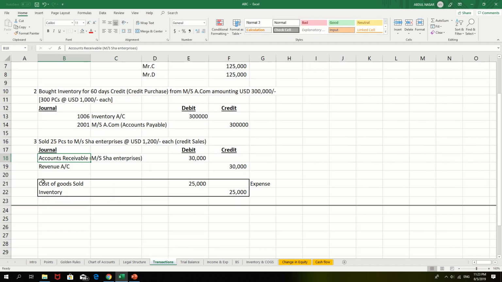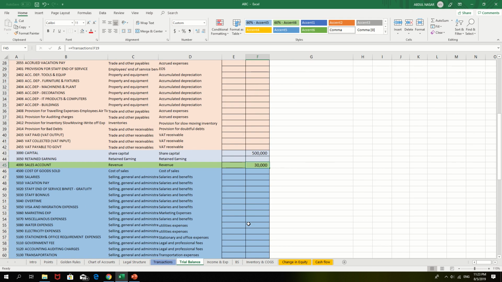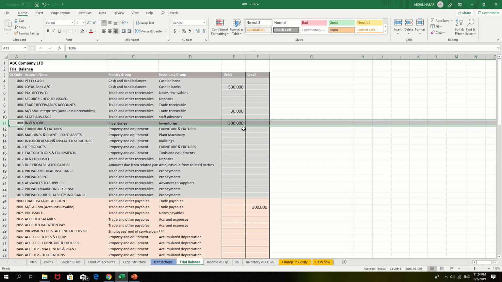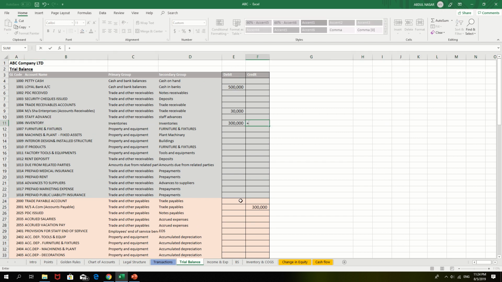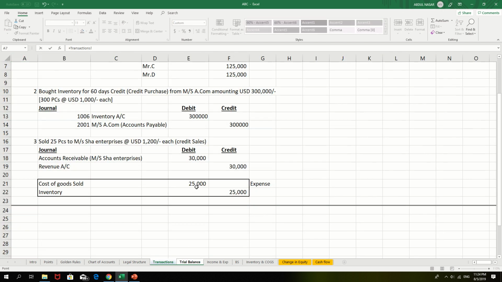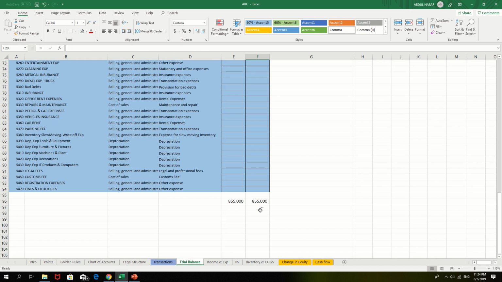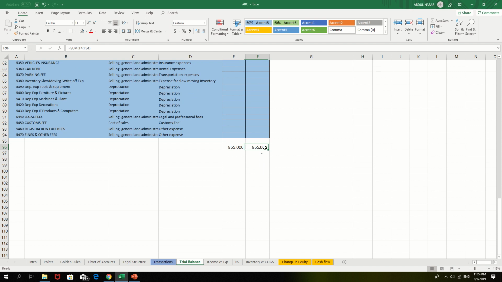Here 30,000 is credited, so we got a revenue here. Now the second entry, cost of goods sold, it's an expense. Cost of sales account, so 25,000 is debited. And inventory decreased, which means you need to credit the asset account inventory. So we will credit inventory with 25,000. Now just check the trial balance. It's tallied, 855,000. Okay.